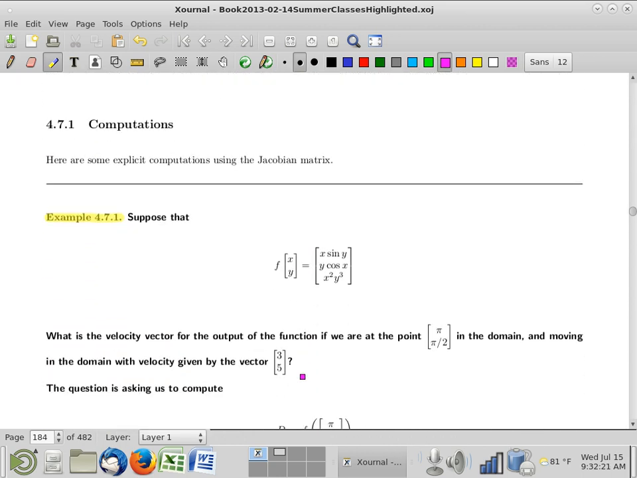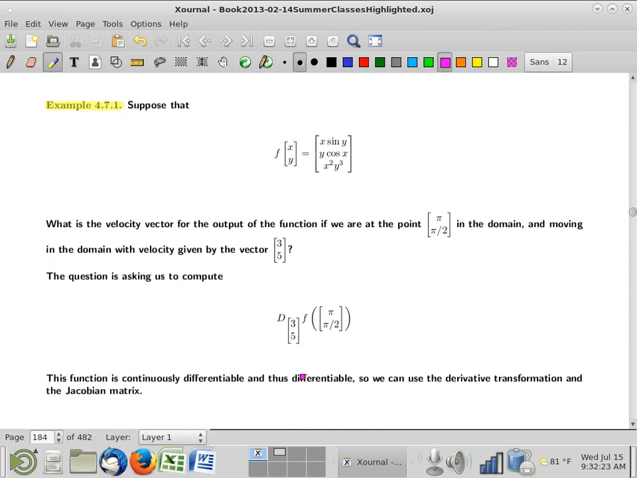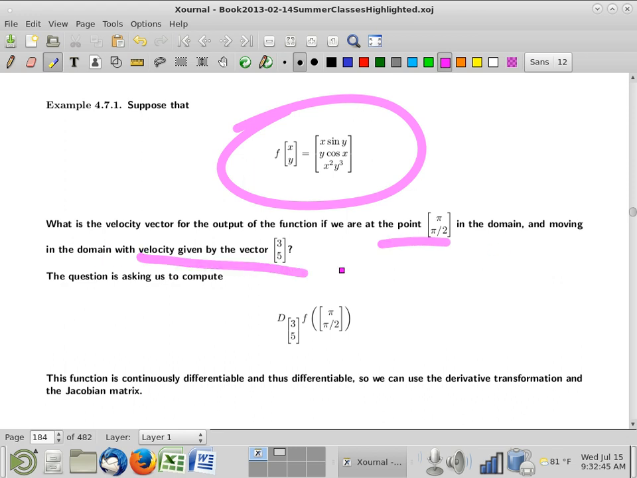Okay, so let's do some examples. I'm just going to do two quick examples. There are several more examples that you can look through in this section. I encourage you to do that, but I'm just going to show you two of them. So start with this one. Here is a function, 2 input variables, 3 output variables. And the question we have is, suppose we're at this point in the domain, and moving with that velocity vector, how would we compute this directional derivative?